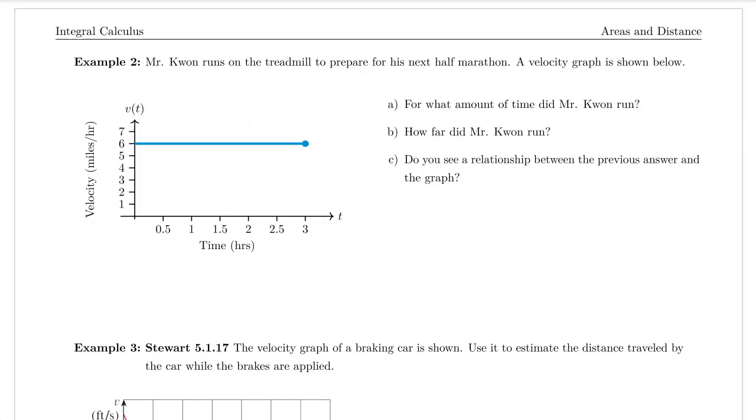Our next example says Mr. Kwan runs on the treadmill to prepare for his next half marathon so that he doesn't look like a dying cow at the finish line again. A velocity graph is shown below.